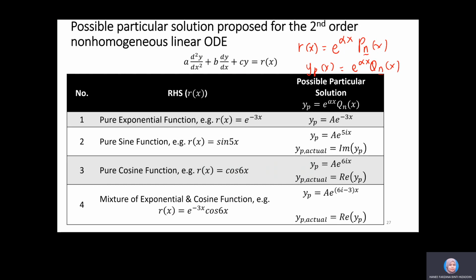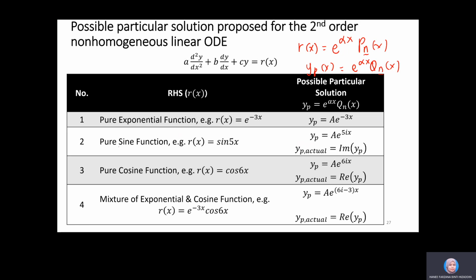Let's have a look at number one, where R(x) equals e to the power of negative 3x. This is a pure exponential function, the most simple one. Here you can propose yp equal to a constant times the exponential, because you don't know what it is. It could be just 1, but to be safe, put some constant here. Alpha here is -3, so put the exponential of -3x times A. Since nothing is multiplied with it, the n in Qn of x is 0, a polynomial of degree 0, which is just 1, so we ignore it. So we propose yp equals A times e to the power of -3x.